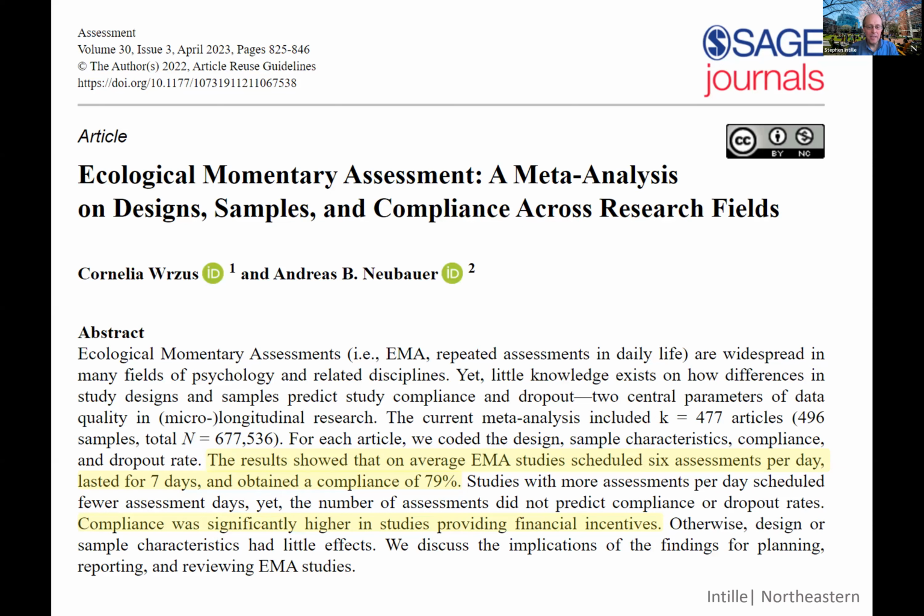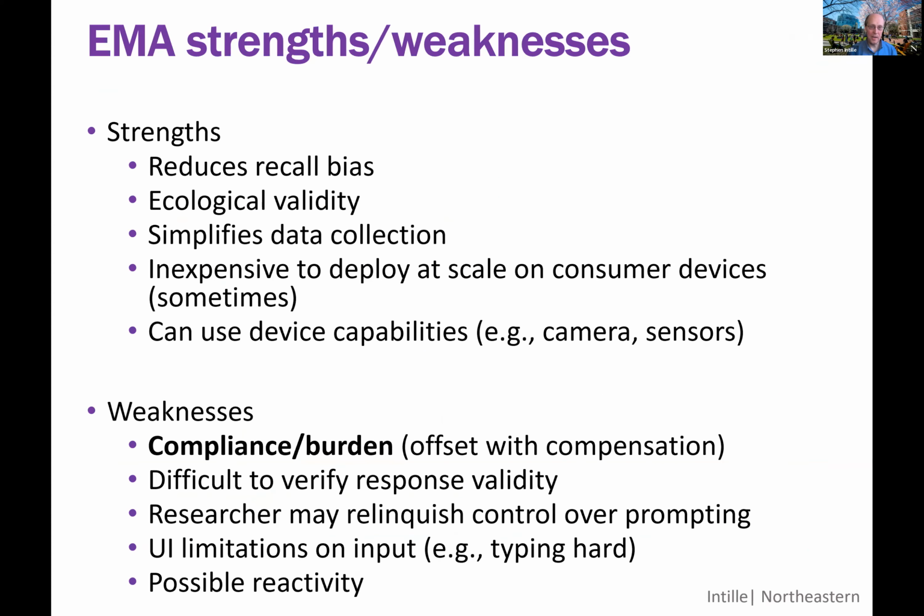Typically in an EMA study, as this one shows, they last about 7 days. They may have about 6 assessments a day. And usually you're seeing compliance rates around 60 to 80%, I would say, on the whole. And that's when you're providing financial incentives. So if you think about long-term use and we want to have just-in-time adaptive interventions, we're not going to always be able to provide financial incentives, and even for research studies, it's hard to provide incentives for long periods of time.